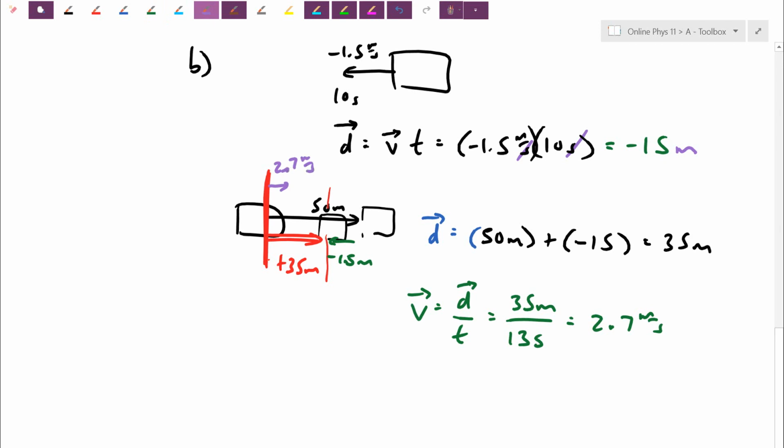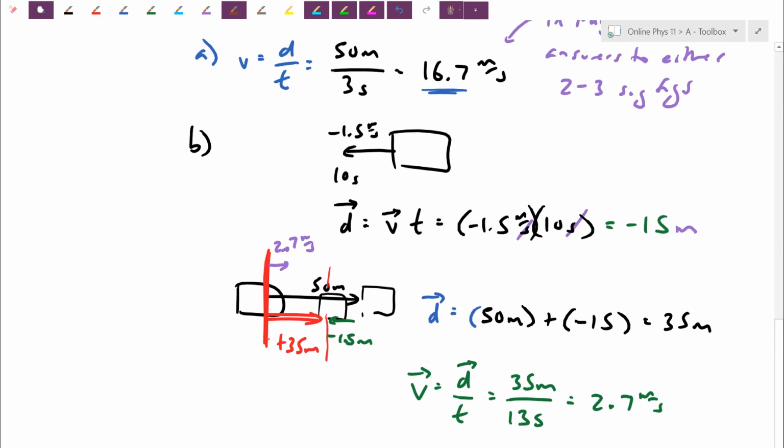You'll notice it never traveled at that speed. It was only really traveling 16, or only really traveling 1.5. But if you average it out over the different time periods, it's like it had gone positive 2.7 at a really slow speed for 13 seconds for you to land 35 meters away at 13 seconds. So that's the overall displacement, that's the overall speed.